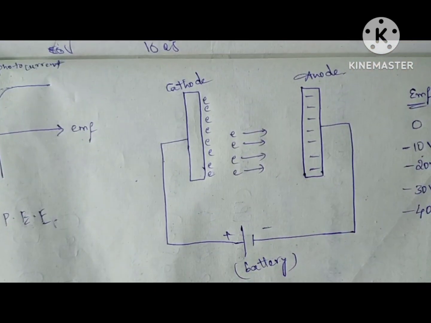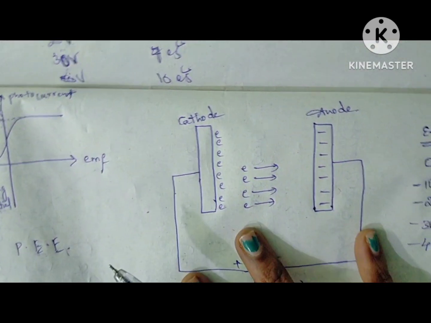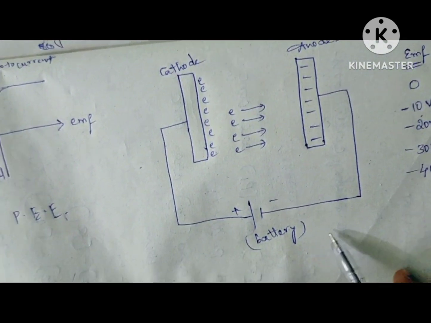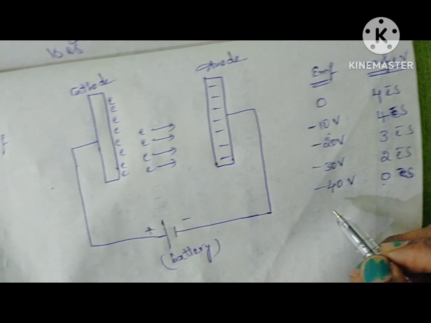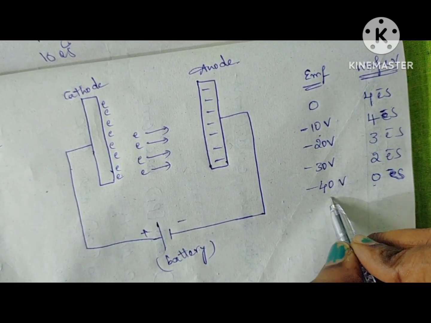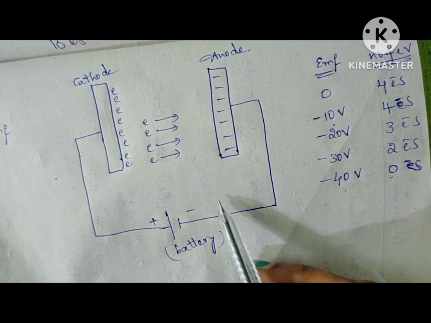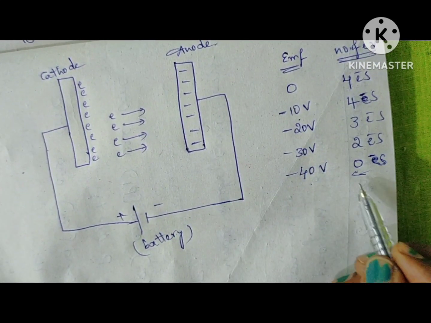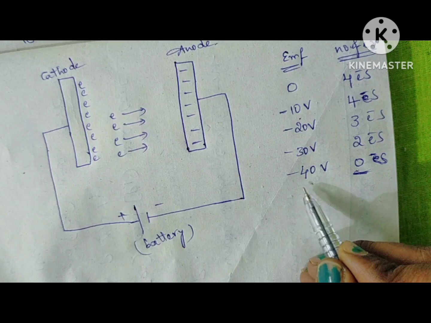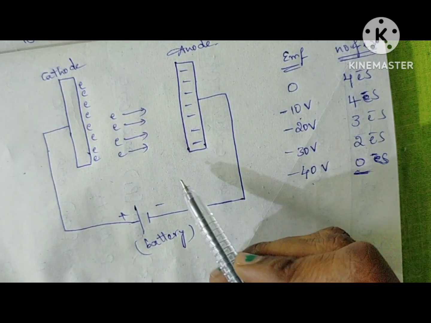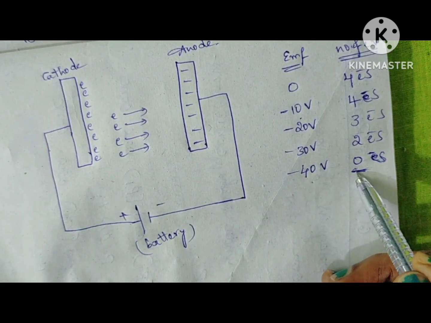But in this case, no current is produced. That's why photocurrent is not working. So photocurrent becomes 0. See, at this value of potential, no current flows from the cathode to anode. So photocurrent here becomes 0. See, no current flows. Why? Because here we are reducing it to minus 40 volts. That's why no current is produced. So photocurrent here becomes 0.